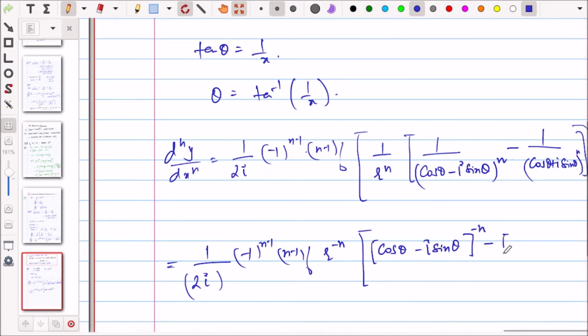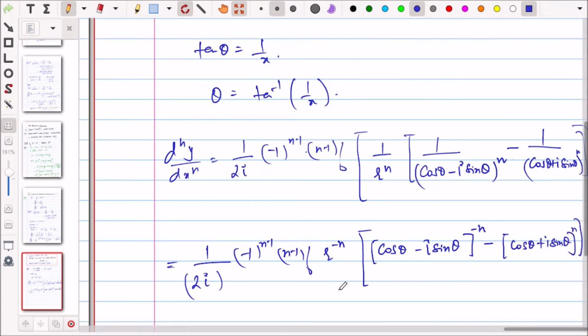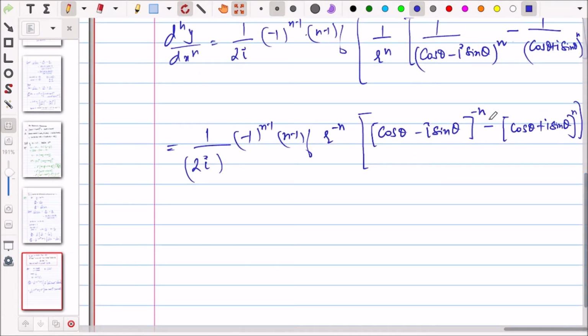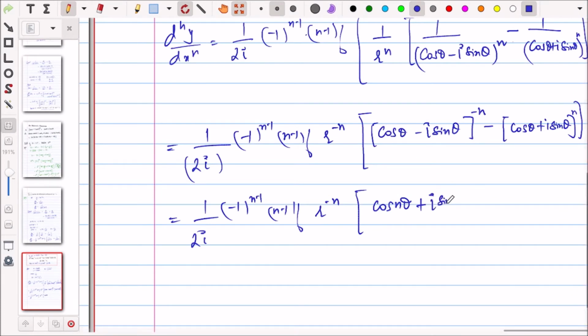Minus cos theta plus i sin theta to the power n. Now we can bring this in the angle, in the argument. So this will be 2i times minus 1 to the power n minus 1, n minus 1 factorial, r to the power minus n. This is cos minus n theta, which will be cos n theta, and sin minus n theta is minus sin n theta. So this will get absorbed, you get sin n theta. And then again minus, this will be cos n theta minus i sin n theta.